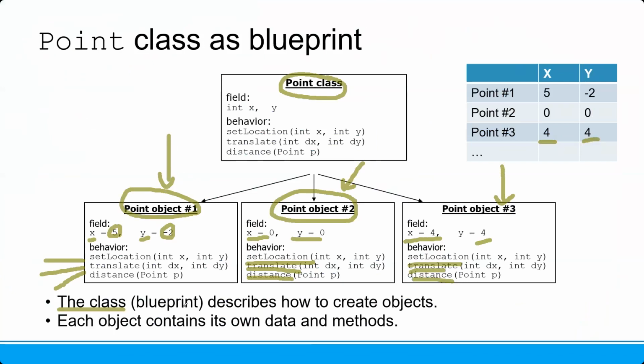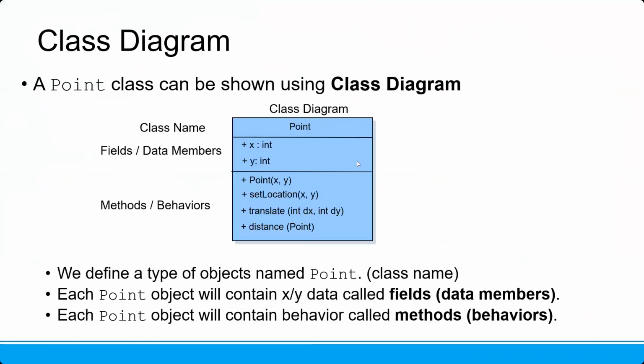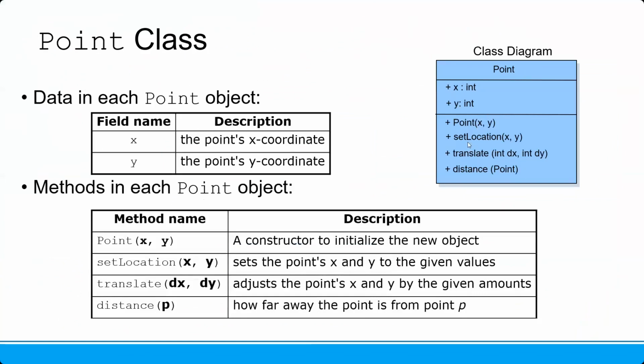So the class blueprint describes how to create the objects, and each object contains its own data and methods. So we can get this behavior from the class diagram. We have set location, we have translate, and we have distance.